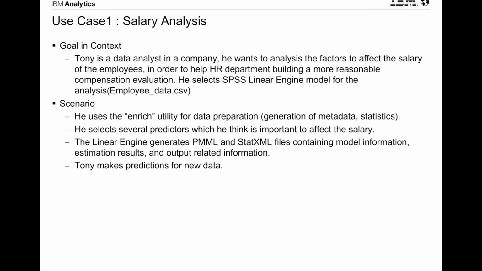At last, I will introduce two use cases. The first one is salary analysis. You can look at here. Tony is a data analyst in a company. He wants to analyze the factors that affect the salary of the employees. In order to help the HR department build a more reasonable compensation evaluation, he selected the SPSS linear engine model for the analysis. Okay, I will show you in DSX with the SPSS linear engine algorithm.